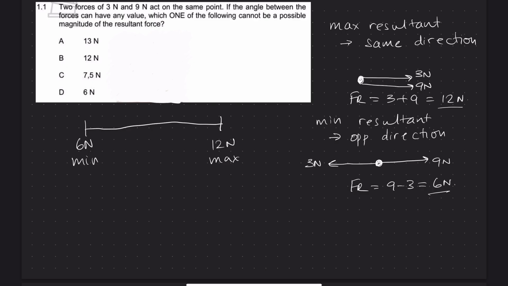So D is possible. 7.5 is possible. 12 is possible. What's not possible is 13. So A is the correct answer because it's not a possible magnitude of the resultant force.